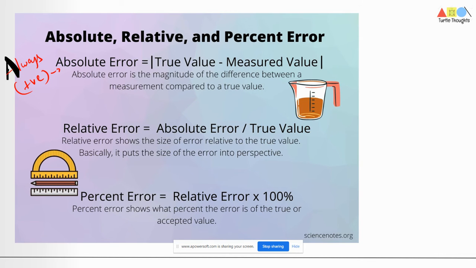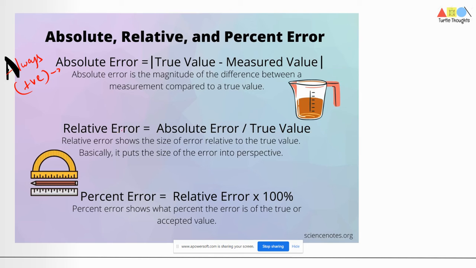Moving on, we can define absolute, relative, and percentage error using true and measured value. Absolute error. Absolute error is the magnitude of the difference between a measured value and a true value, meaning that the absolute error will be the modulus of true value minus the measured value. And you have to note that your absolute error will always be a positive quantity.